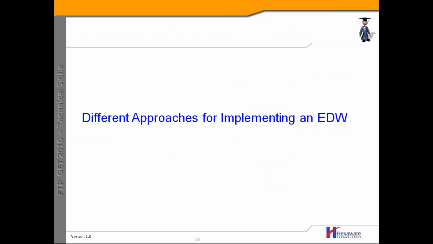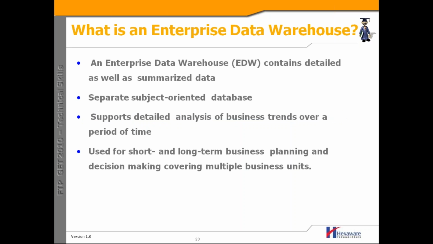So let us try to understand what are the different approaches for implementing an EDW. For implementing an EDW, there are two standard architectures. One is called the top-down approach and the other one is the bottom-up approach.